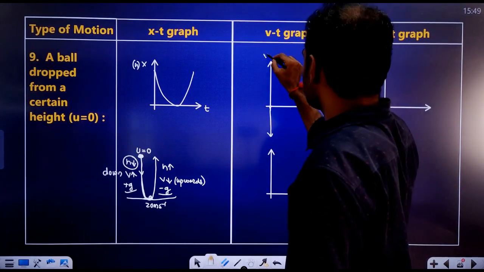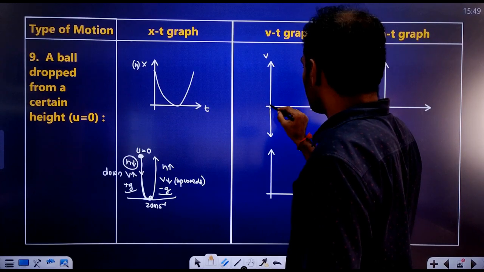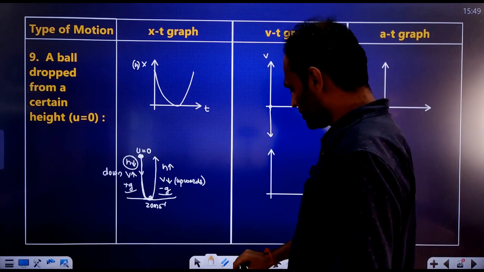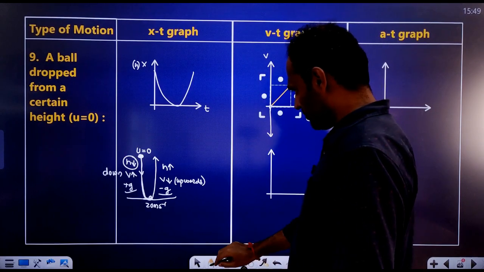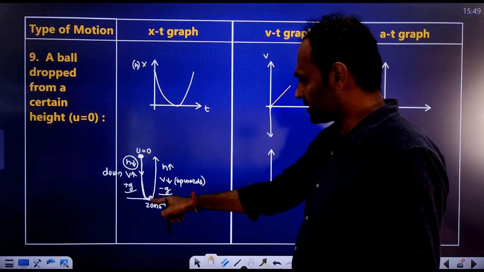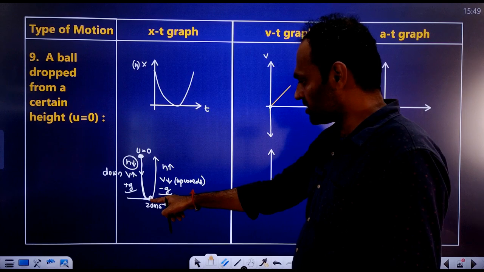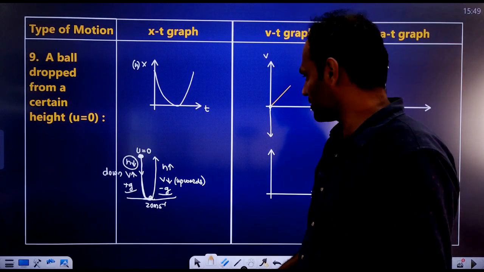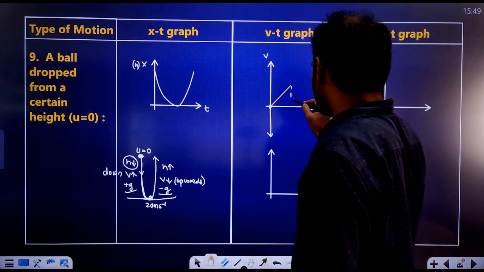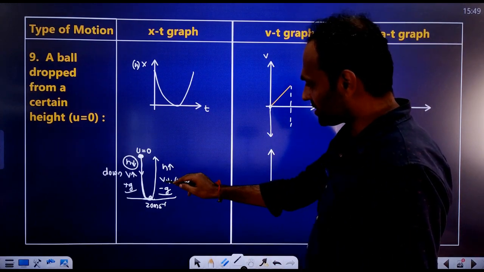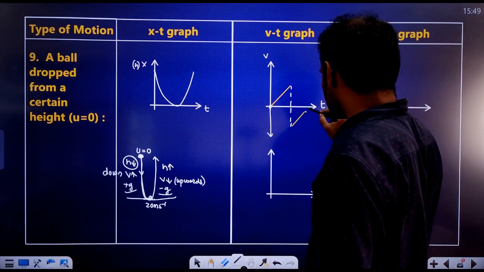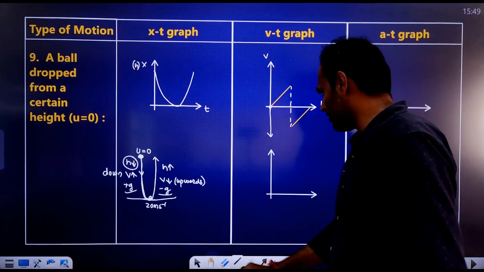Initial velocity 0 means the graph should start from the origin, right? Then only velocity is said to be 0. Velocity goes on increasing. Suddenly at this point, what happens to the velocity? It reverses its direction. So the velocity must start from the negative axis and go on decreasing. So here the velocity is decreasing, as we have learned.